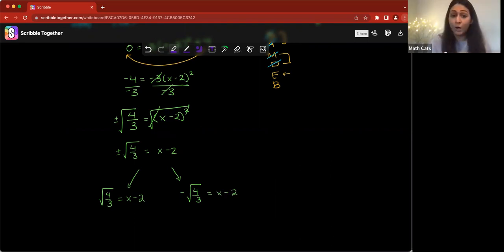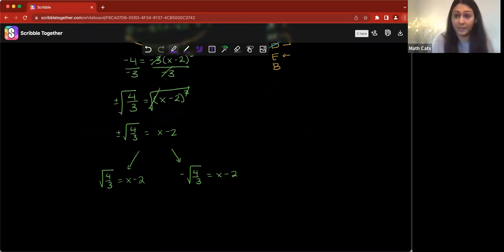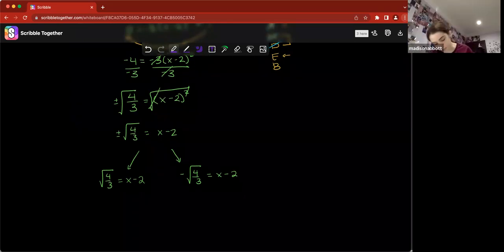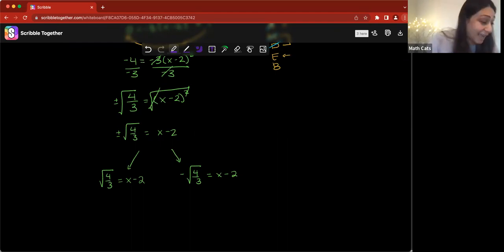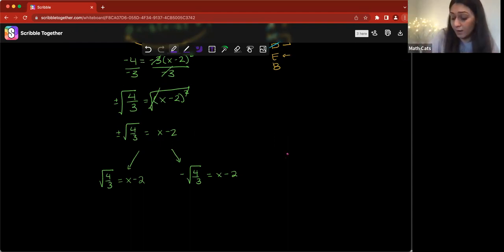Because I have two options here, √(4/3) is different from negative √(4/3). That means I'm going to get two different answers, kind of like breaking down the quadratic formula. Exactly. Because the question didn't ask you to solve for the zeros, it asked you to determine the number of zeros, I don't even actually have to solve this. Now I know that I've gotten two branches. So therefore I have two answers, two answers or number of zeros.